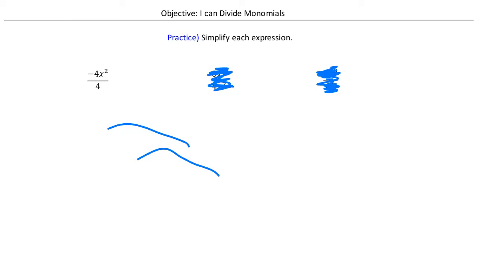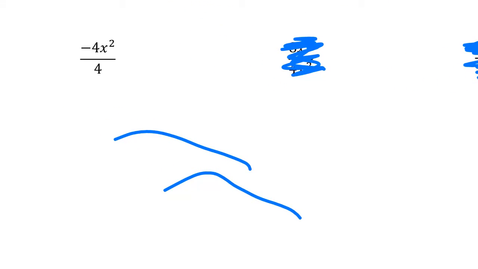All right, let's go ahead and have you guys practice some more. The first one we have negative 4x squared divided by 4. Go ahead and try this one for me. Negative 4x squared divided by 4. You guys are trying this one? All right, and lefties, go ahead and tell your partner, what did you get?